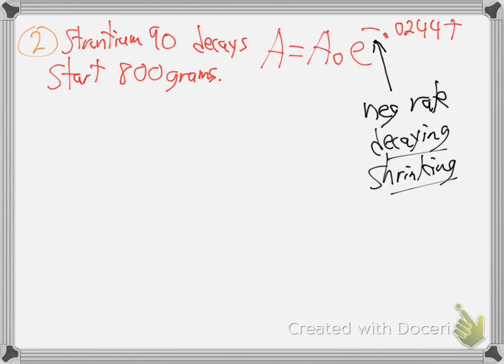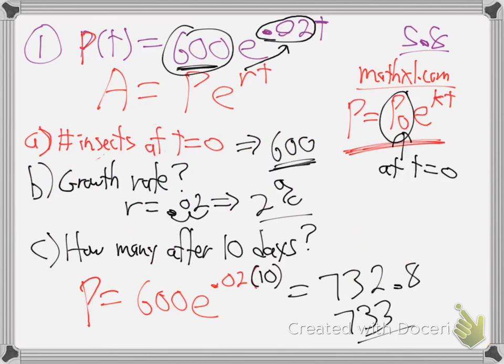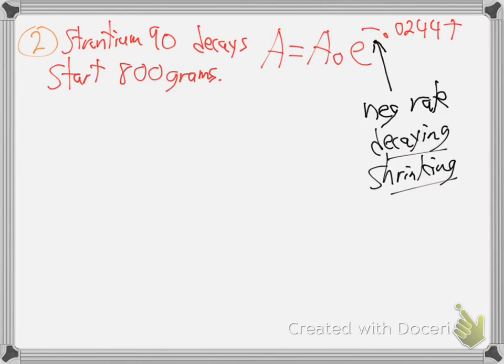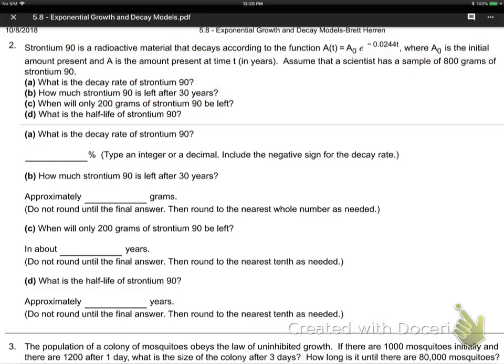The other ones we did, like the insects, see it was positive 0.02 up there? So the insects were not decaying, they were growing. That's all it takes. When you have a negative on the rate, things shrink. If you have a positive on the rate, they grow. So this is the decay problem. This substance, strontium 90, is decaying. It's going away. Now, here come their questions.